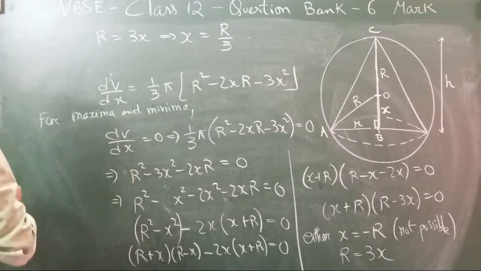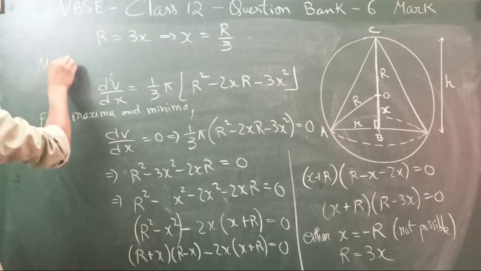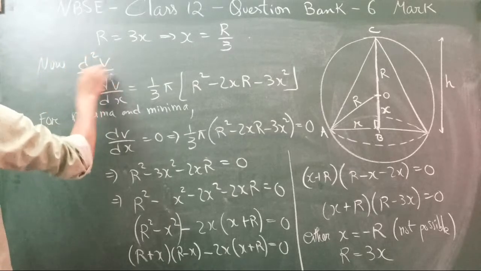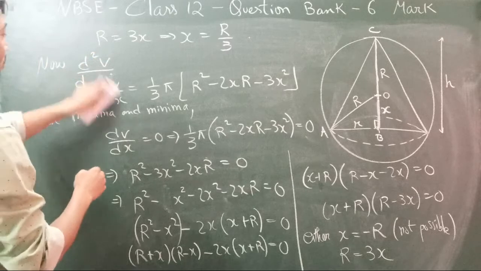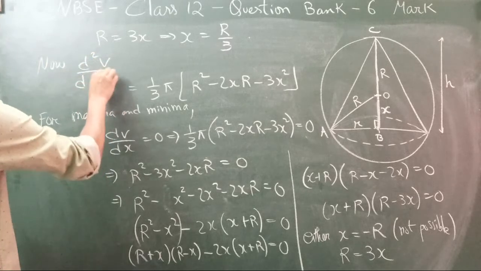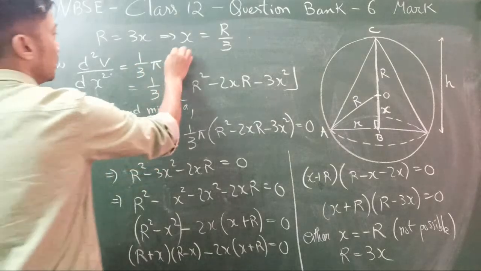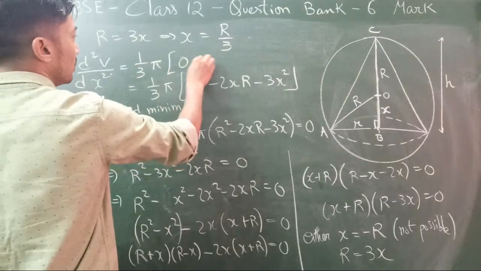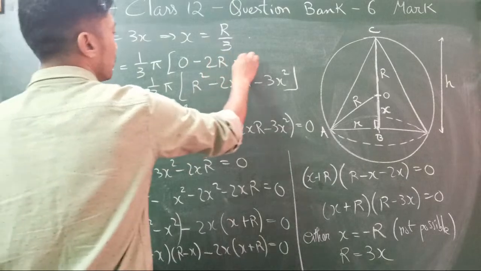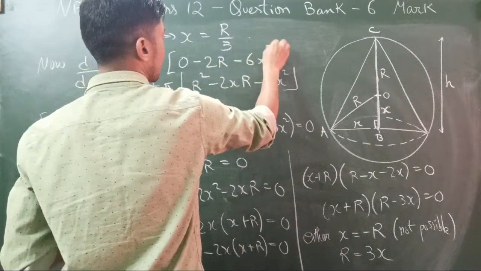So now what we will do is differentiate this twice. Go for the second order derivative. So that's again 1 by 3 pi. I'm just going to use this equation. So that's 0 minus 2r minus 6x.